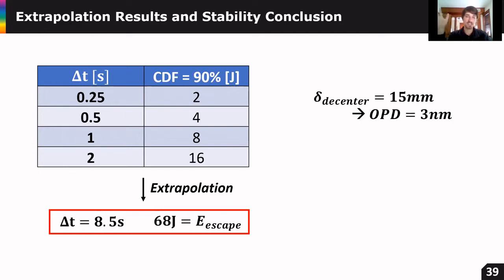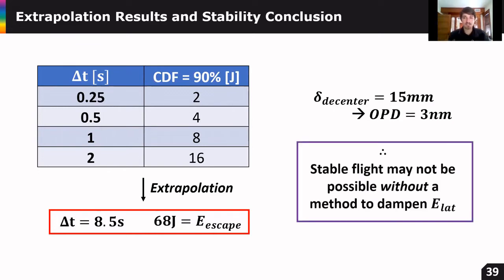OPD far exceeds what AO systems are expected to be able to perform at in the timeline, the lifespan of the Starshot project. So the conclusion here is that stable flight may not be possible without a method to dampen these lateral oscillations. I said earlier that there's no drag force, so engineers on this program are going to have to figure out a way to dampen these lateral oscillations for this flight to be stable.